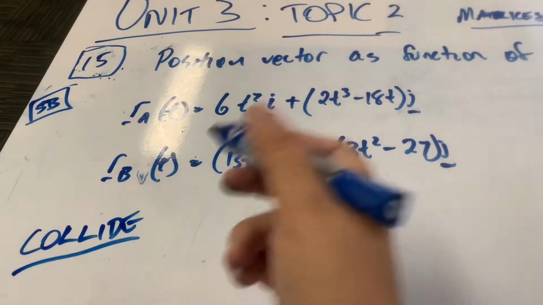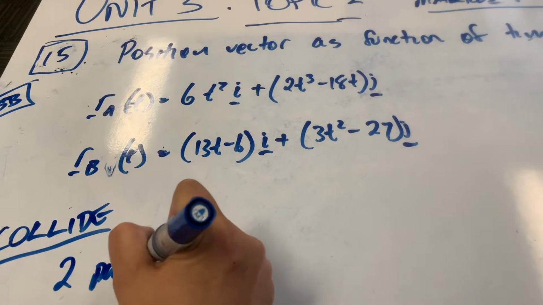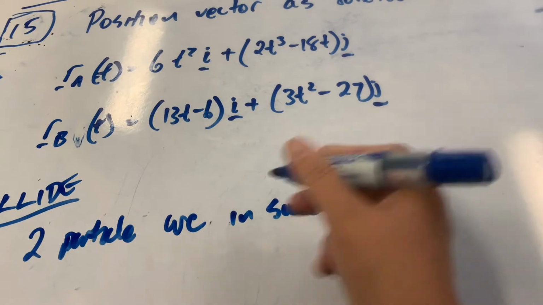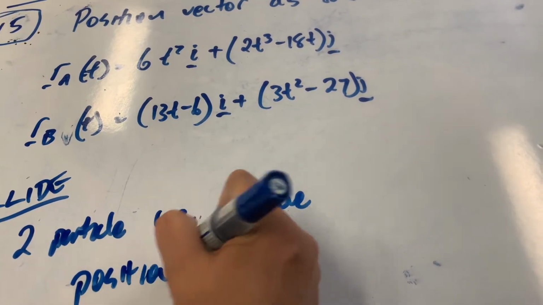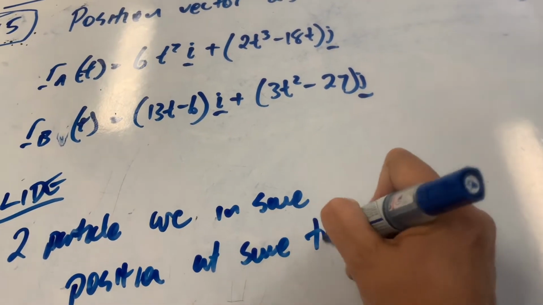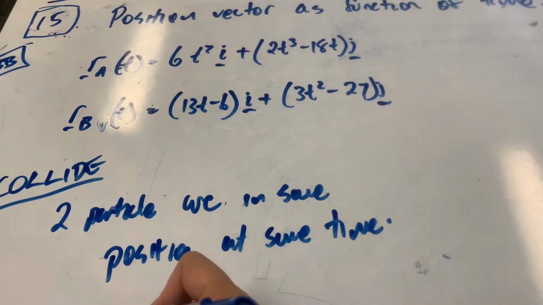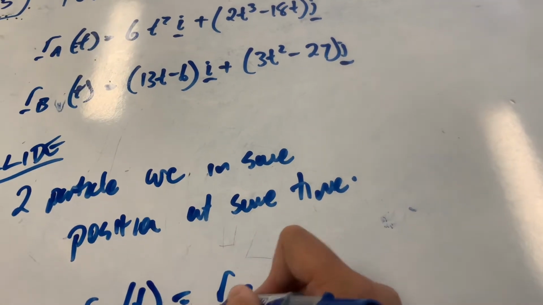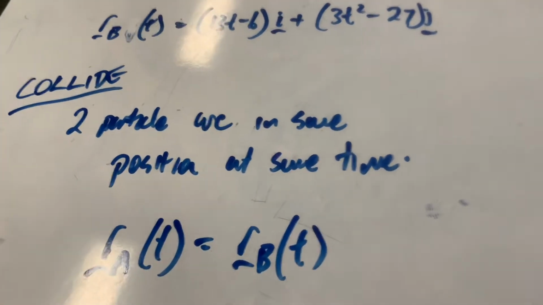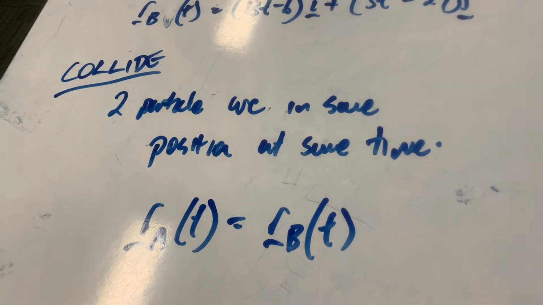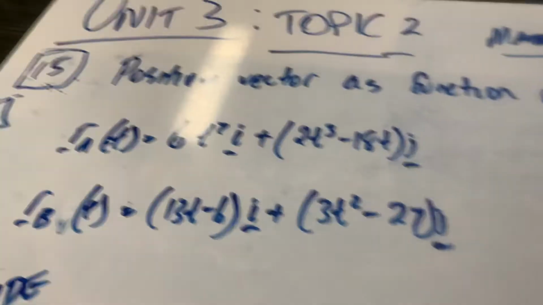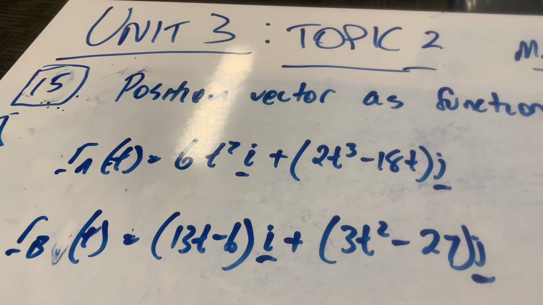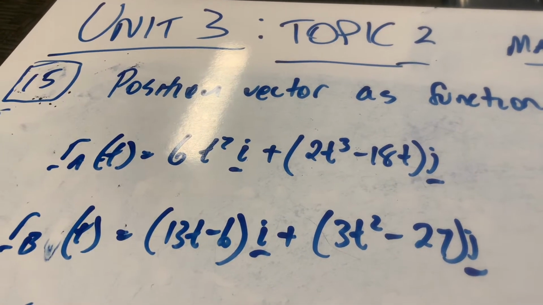They collide if the two particles are in the same position at the same time. So we're looking at when RA equals RB. We want them at the same position at the same time. Now this is not an easy one. I purposely have done one that's a little bit trickier. It's out of the textbook, from your exercise, so it's a little bit different.